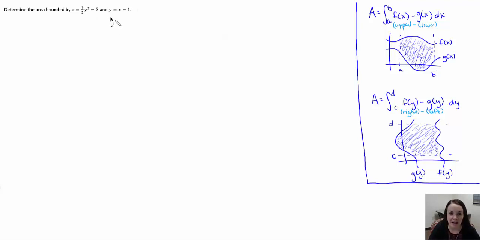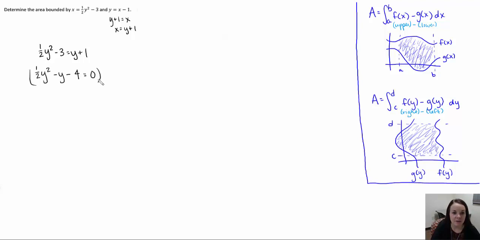If I rewrite this, I add 1 to both sides, I get y plus 1 equals x. Or if I rewrite that, x equals y plus 1. So now it's in the same form as the first equation, and I can set them equal to each other. So 1/2 y squared minus 3 equals y plus 1. Now let's rearrange a little bit. When I move things around, I get 1/2 y squared minus y minus 4 equals 0. And I can multiply both sides by 2 in order to get rid of that 1/2. So I end up with y squared minus 2y minus 8 equals 0.